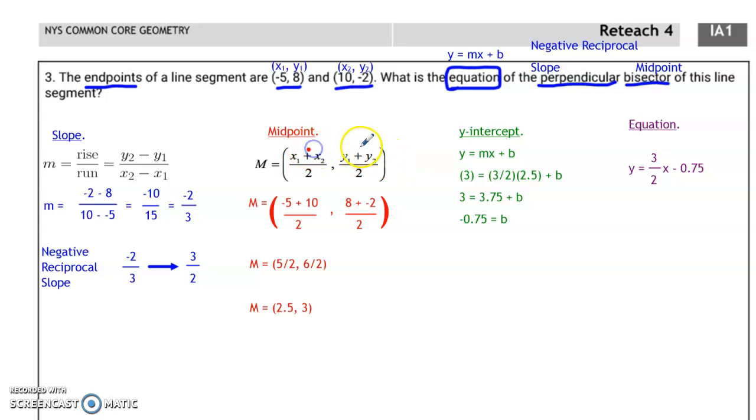Students sometimes get these pluses wrong. Students sometimes put minuses, but they must be pluses because what we're doing is finding the average of the 2 x values and the average of the 2 y values. That gets us a point that's directly in between. Don't panic if there's a decimal in here.